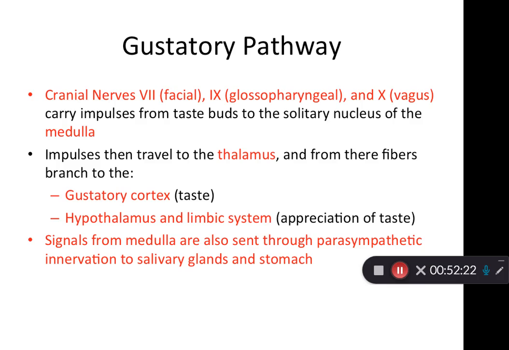So the action potential, the impulse, will travel to the medulla and then to the thalamus. Finally, the nerves will reach the brain cortex, the gustatory cortex, to generate the taste.